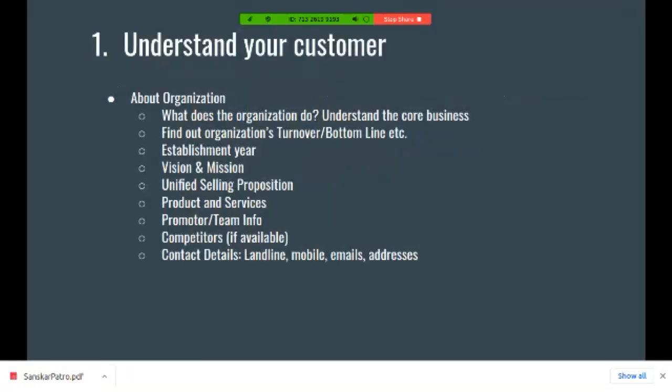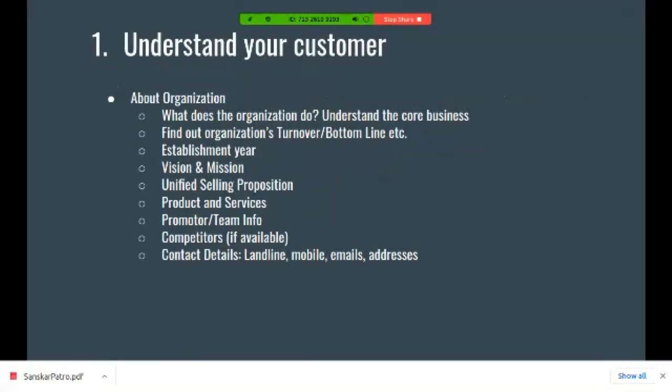So let's see, the first thing which we would suggest is that you need to understand your customer. And how do you understand a customer? You need to understand the customer's organization. For doing that, you can ask multiple questions to the customer. For example, what does the organization do? So we understand the core business of the customer before jumping onto a website development.